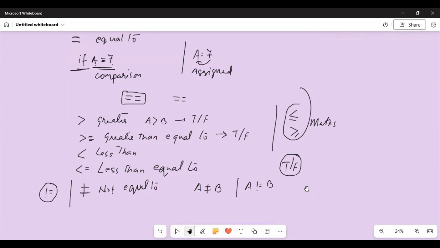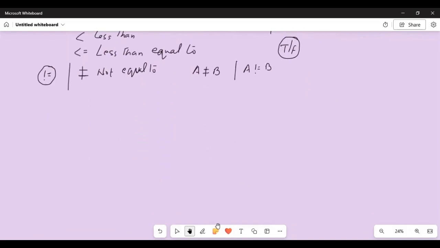Now let's move on to the next set of operators. The next set of operators is called the logical operators. This is my fourth set of operators. Now, what are these logical operators? Logical operators are performing decision making. They're checking for logic.